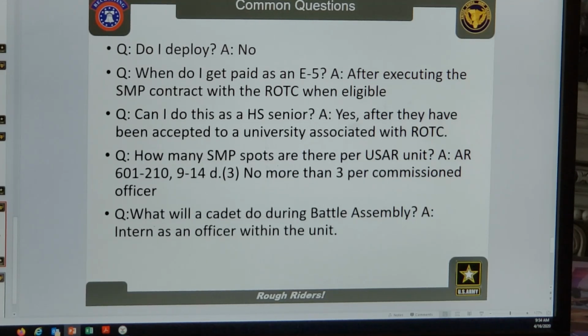Can I do this as a high school senior? Yes. After you've been accepted to a university associated with ROTC, high school seniors can do this. It's a great opportunity.